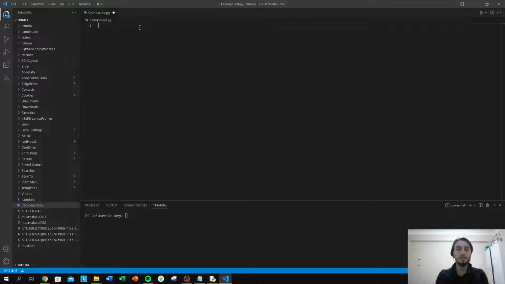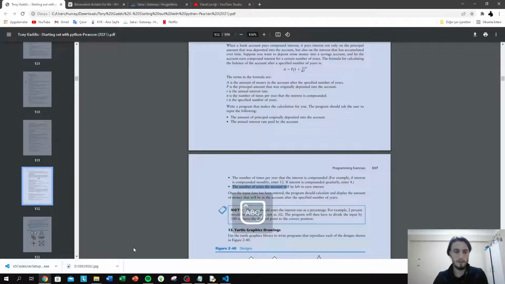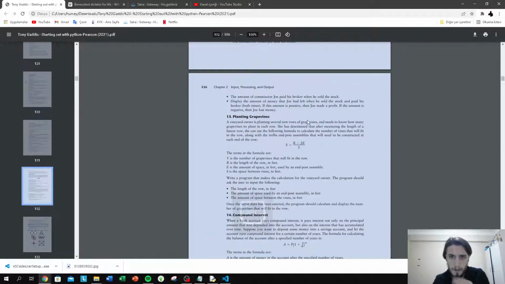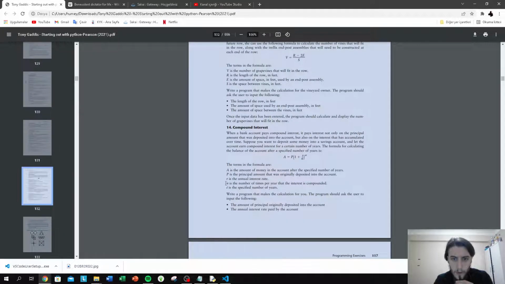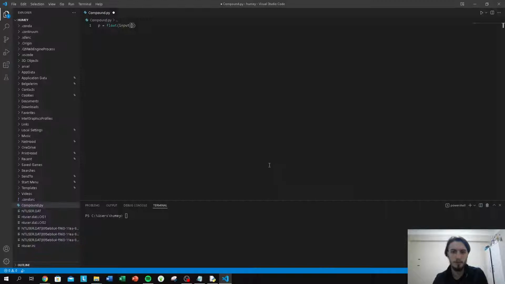So first of all, I am starting with P. P is a float. Let's make it an input. We are using float because we are working with decimal numbers, and we want to take the right input, so we have to use floats for our function to work correctly. So P is our, let's check here again. Okay, P is the amount of money.